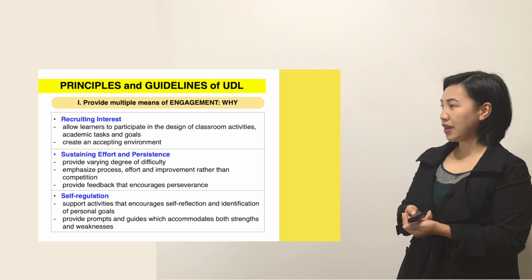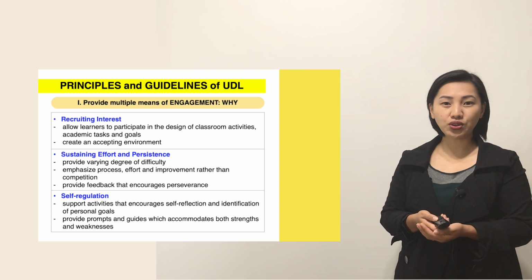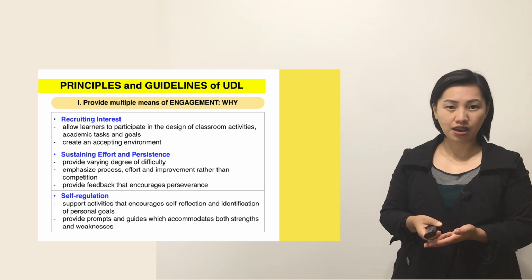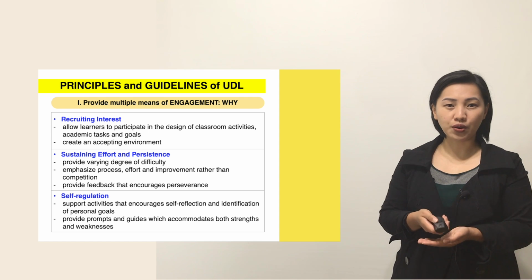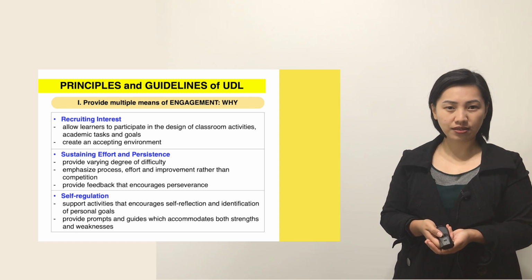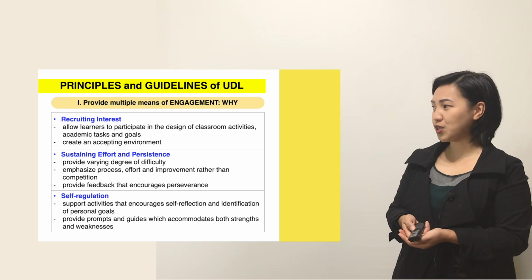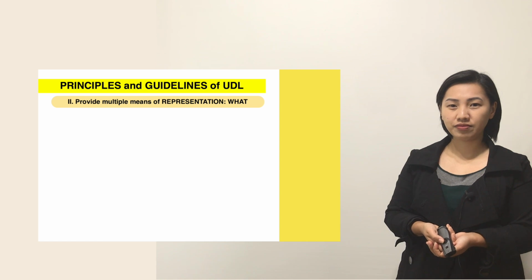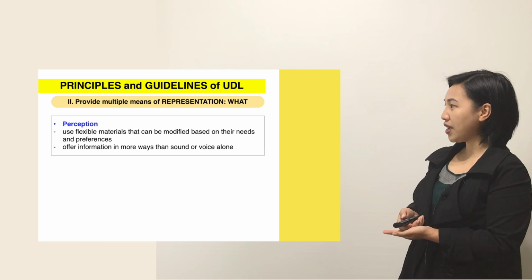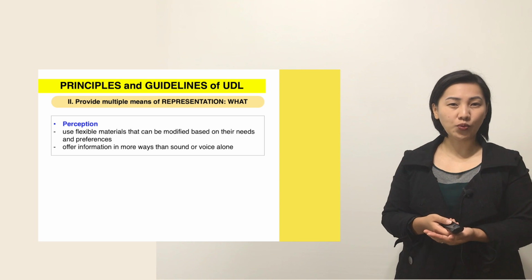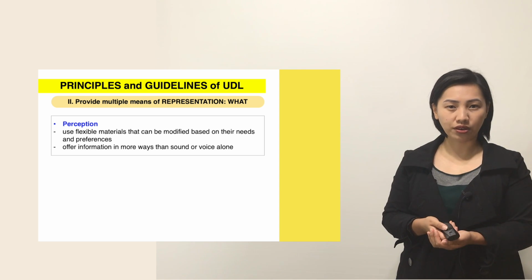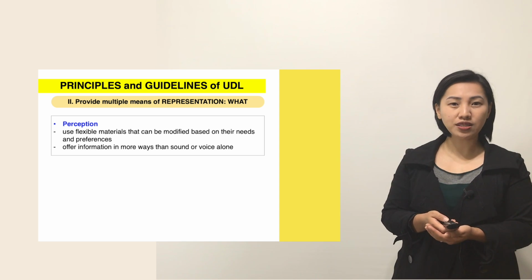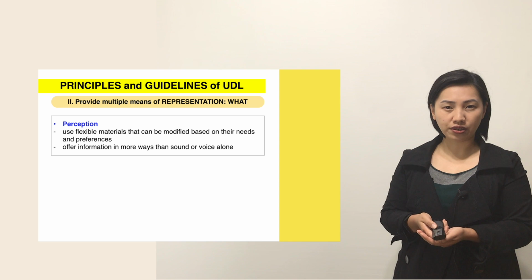So in the principle of engagement, as we can see, we should involve our students, keep them interested in varying activities, and also help them understand their own weaknesses and strengths. So that's for the first principle. The next principle is on representation. How can we present information in more ways that reach all learners?